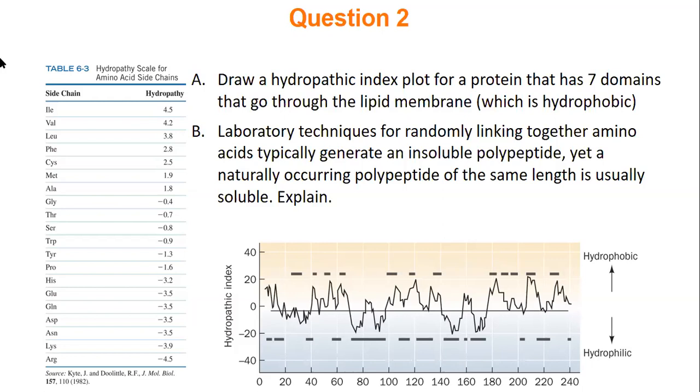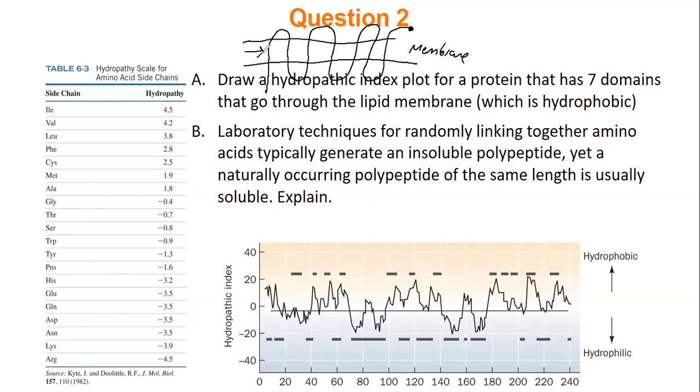Let me draw a picture of what this protein in A might look like. That might help. So this little road is my membrane. 1, 2, 3, 4, 5, 6, 7. Okay. Each one of these is a domain. So domain 1, 2, 3, 4, 5, 6, 7. What's that plot look like? Our hydrophobicity plot.